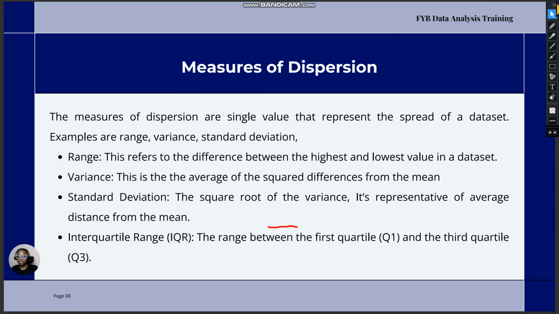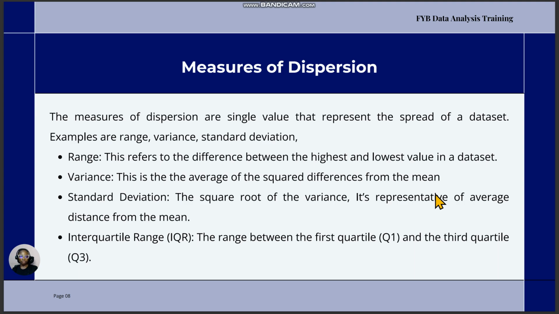So now going to measures of dispersion. These are also single values that represent the spread of a data set. After getting the measures of central tendency like mean, median, and mode, it's very important to understand the variations in the data set we are working with. Different data sets can have the same measures of central tendency, but that does not mean they have the same spread or equal variation. I'm going to show an example in the next two slides.